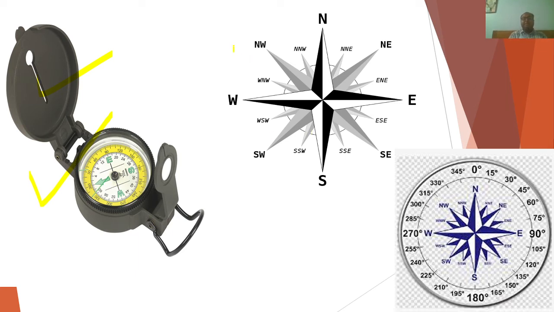This is an example of the cardinal points. You can particularly see there is north, there is east, there is west, and there is south.